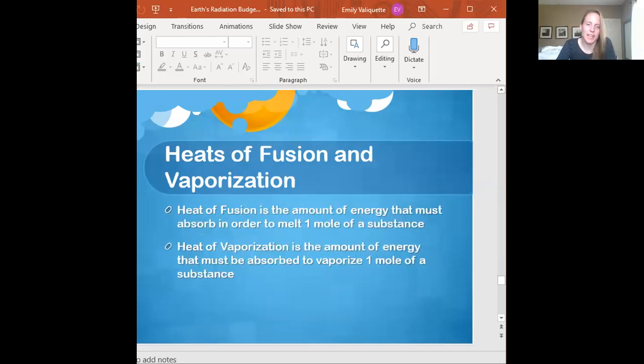So heats of fusion and heats of vaporization are the amount of energy required for some of these changes of state. So heat of fusion is the amount of energy that a substance has to absorb in order to melt. Heat of vaporization is the amount of energy that must be absorbed in order for a substance to vaporize. And for both of those, we're dealing with 1 mole of the substance.